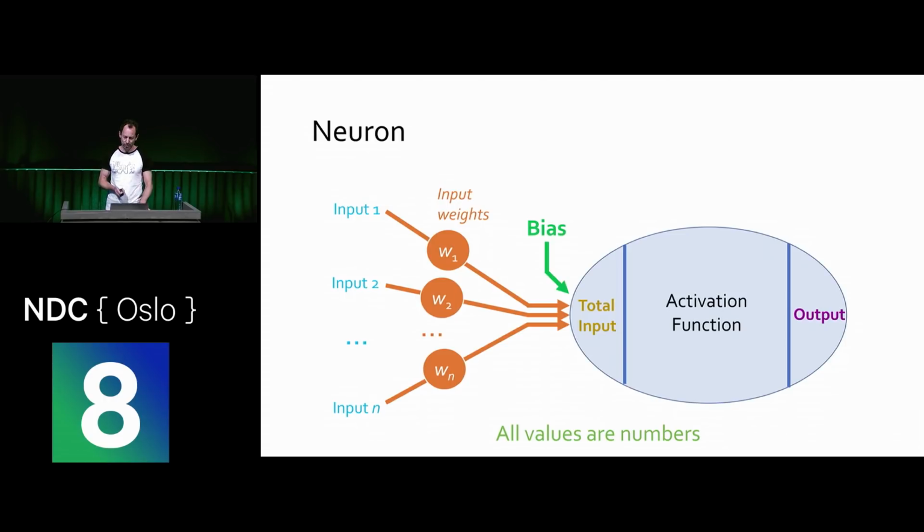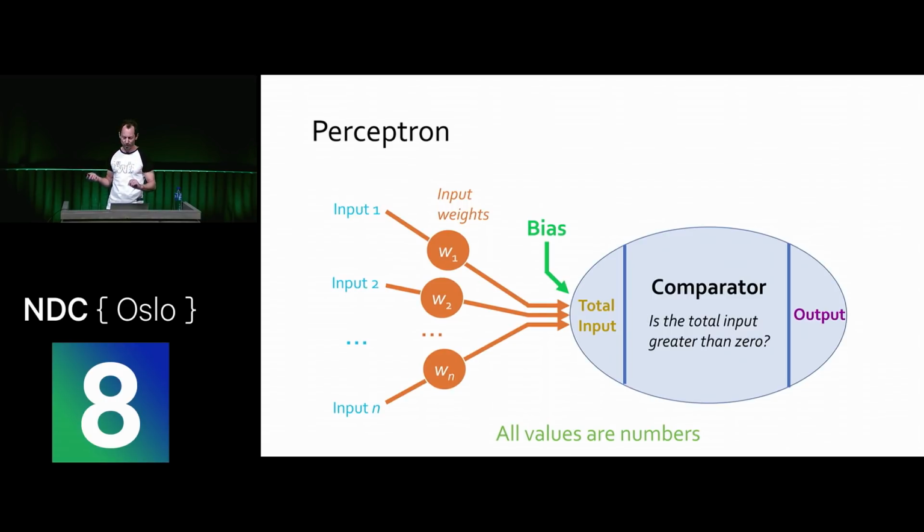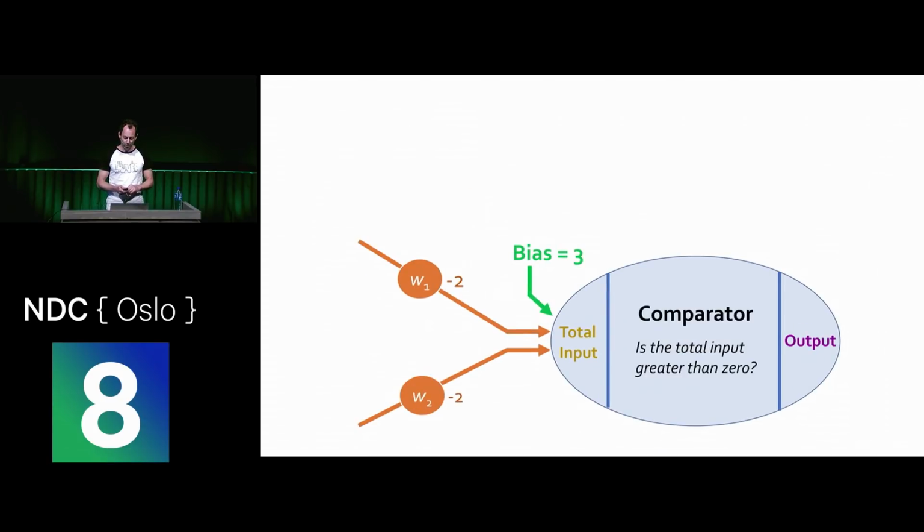Now, the simplest kind of neuron is called a perceptron, which uses, for the activation function, a comparator. It asks a very simple question: is the total input greater than 0? If so, it outputs a 1, otherwise it outputs a 0. So let's give an example. We're going to create a neuron, and we're going to initialize the bias to 3, and each of the input weights to -2. And I'm going to put some numbers in. To make it real simple, we're just going to put binary numbers. But of course, we could put anything in here. We can put large, small, positive, negative, floating point numbers.